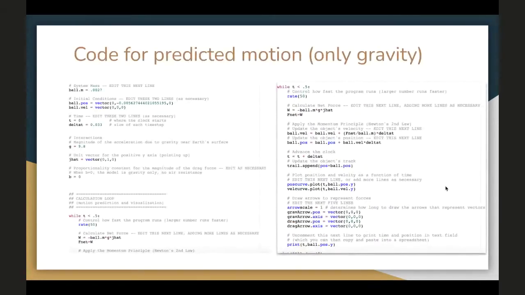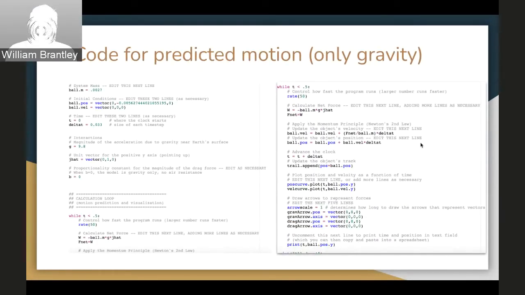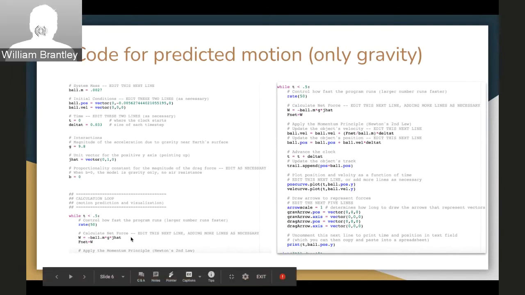And then this is the GlowScript code for the predicted motion with just gravity. The ball's mass is 2.7 grams. And then the weight equals negative gravity times mass times j hat. And so the net force is just weight because there's no drag force.